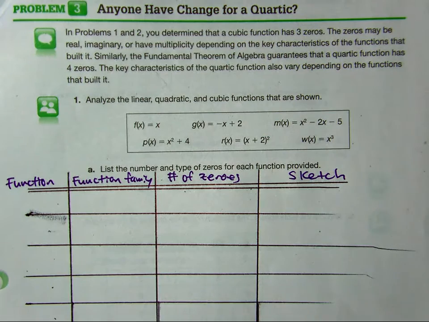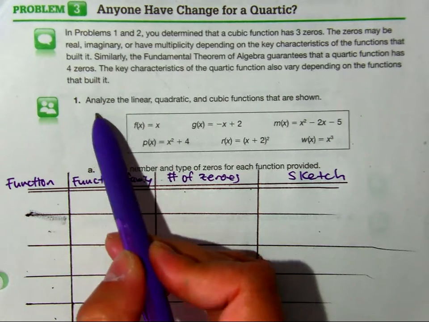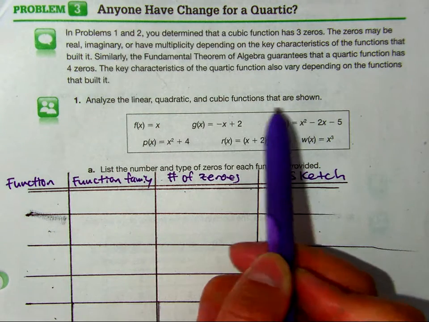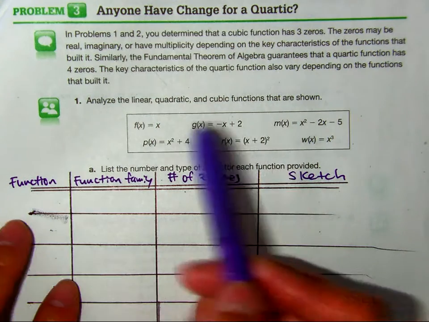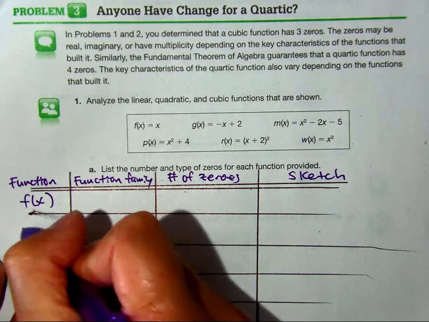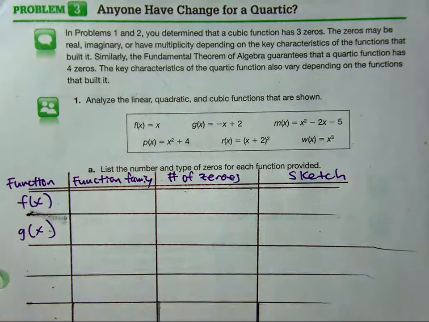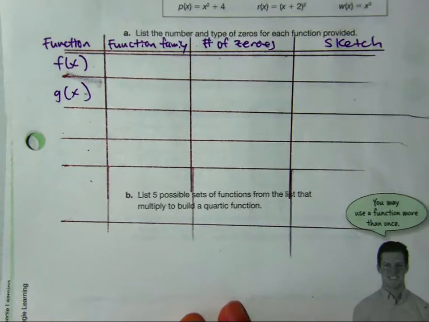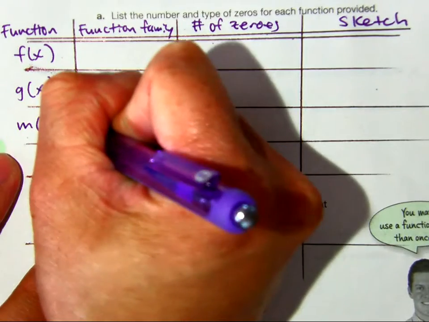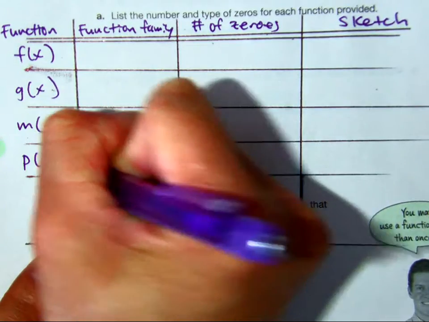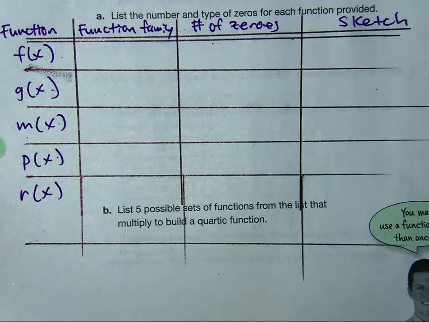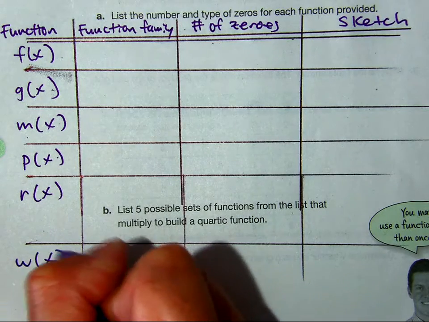Thank you, Chris. Alonzo, read the directions. Alright, so we're just going to go in order. So f of x, g of x, m of x, p of x, r of x, and w of x.